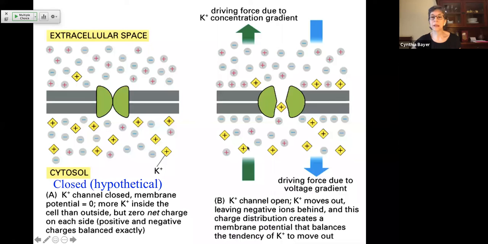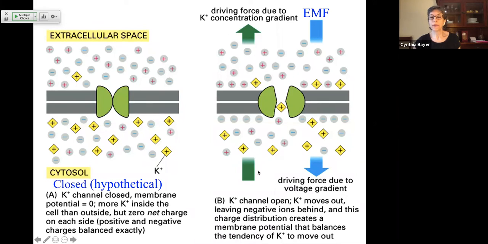And this does allow these diamond-shaped potassium ions to be able to move down their concentration gradient, right? We have the potential energy of the concentration difference that allows these ions to diffuse from inside to outside. However, that is in opposition to what we call an electromotive force, the force of the membrane potential, right?